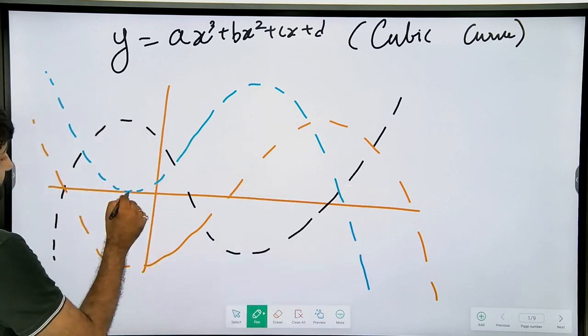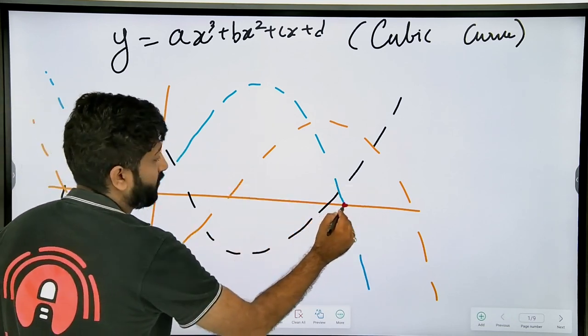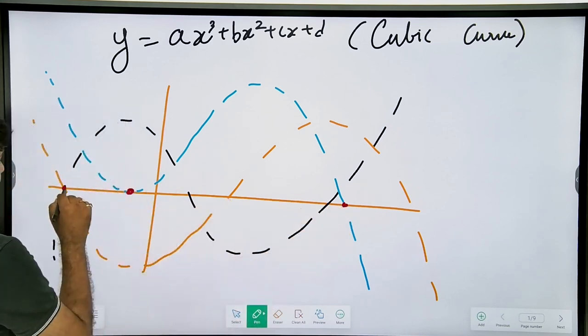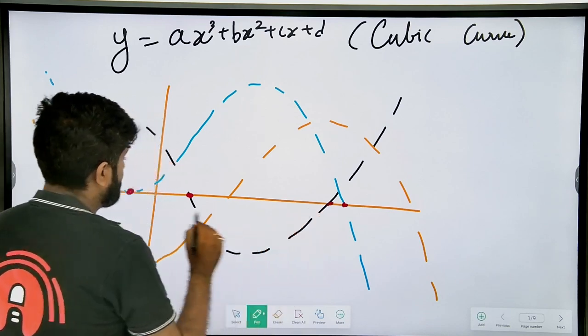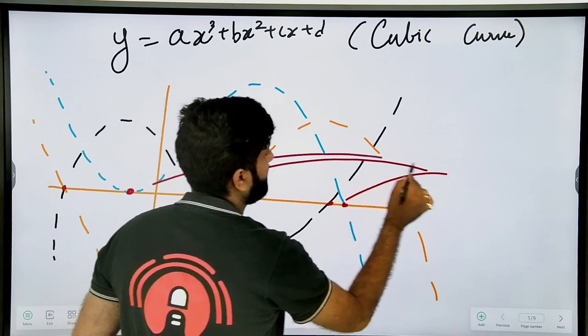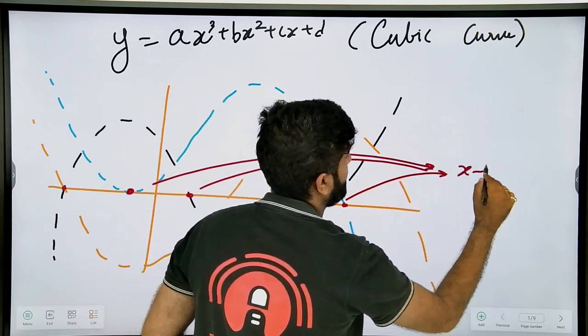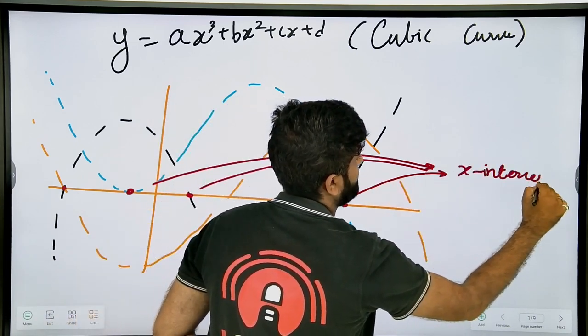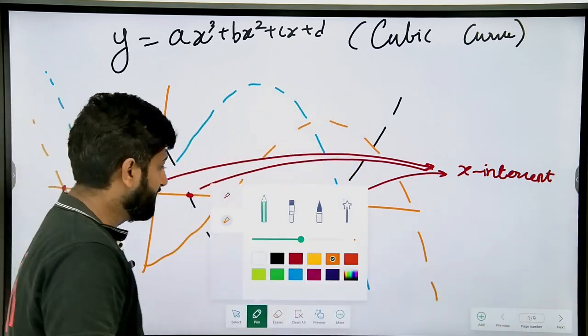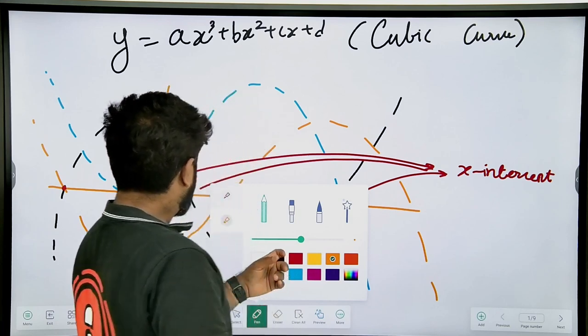See, first of all, these points. What are these points? The points which I have marked in red, or even these points for the black graph. What are these points? These points are nothing but the x-intercepts, meaning the points where the graph crosses the x-axis. Right. Now, what are the other important points?